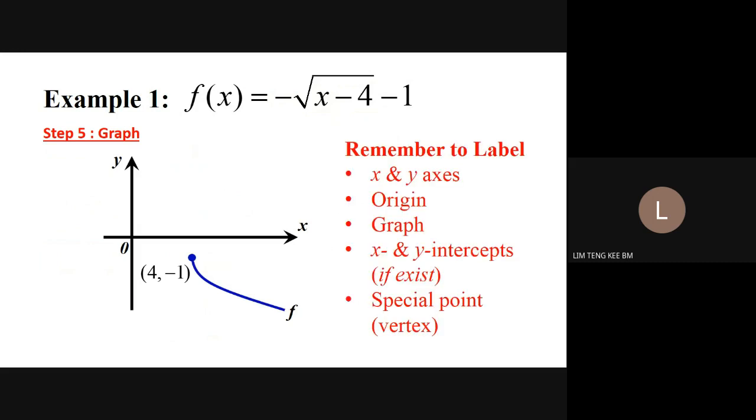And make sure you remember to label the x, y axes, the origin, the graph, and also the xy intercepts, if they exist, and also the special point, in this case the vertex. So check, I do label my xy axes. I do label the origin. I label the graph, which is the name of the function f. The xy intercepts do not exist. And then finally, label the special point, this point here. So therefore, this is how I get my answer for example number 1 here.